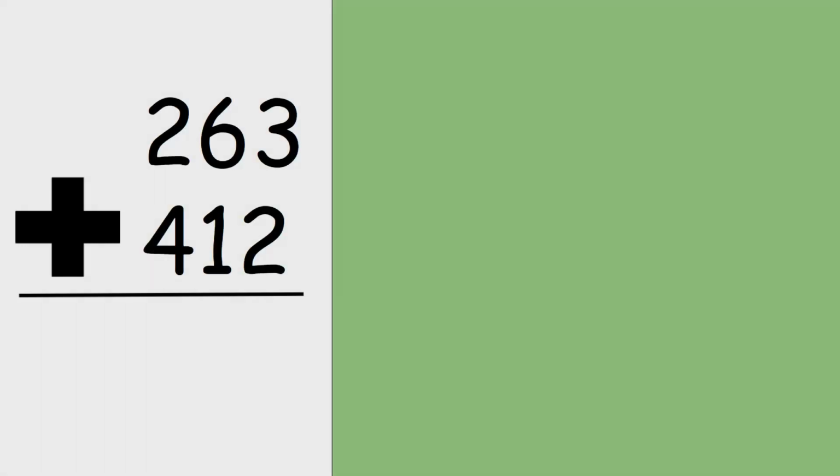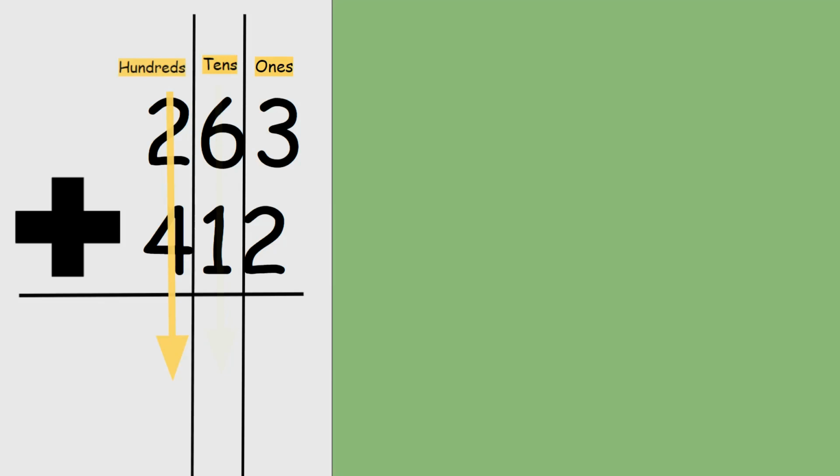Let's look at one last question. This time, let's add in the hundreds place value spot too. 263 plus 412. Remember for the next step to keep practicing starting in the ones place value spot, the smallest. Then work your way to the biggest.